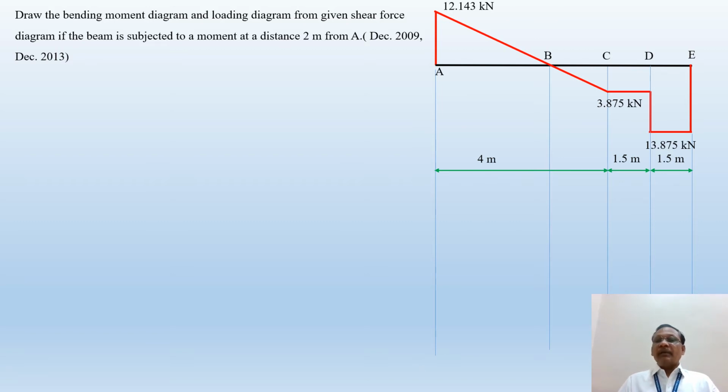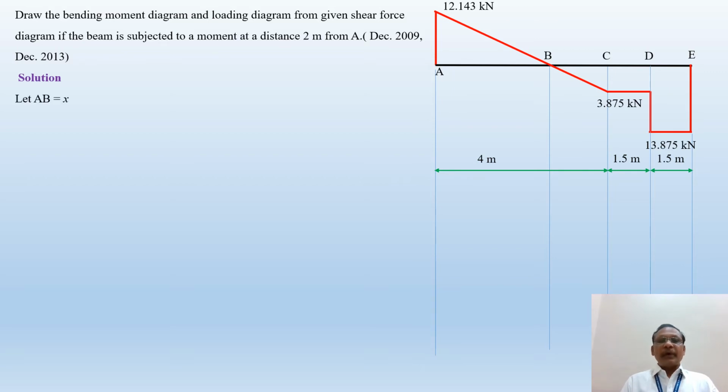Then we get a straight but inclined line in between A to B. That means over the portion of beam AC, a UDL is acting. So if a straight horizontal line is there, it indicates a point load, and if an inclined line is there, it indicates a UDL. And if a parabolic curve is there, then it indicates a uniformly varying load. Now we'll discuss how to draw the loading diagram first of all from the given shear force diagram.